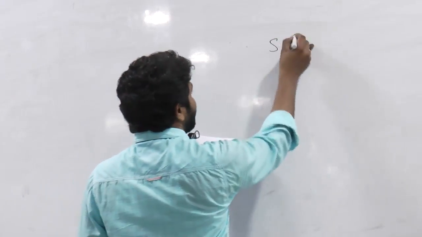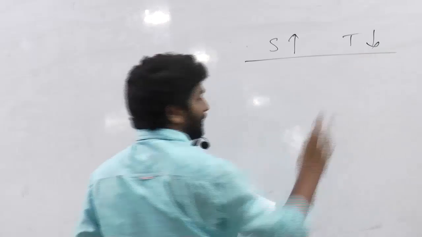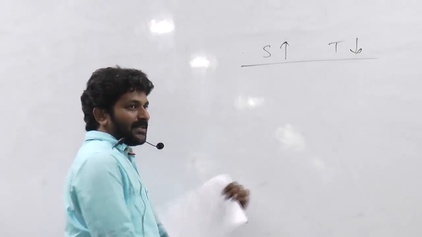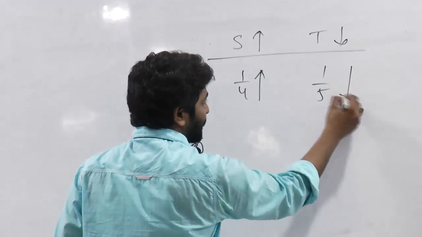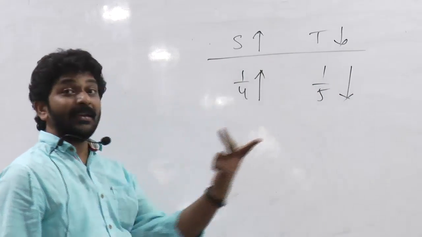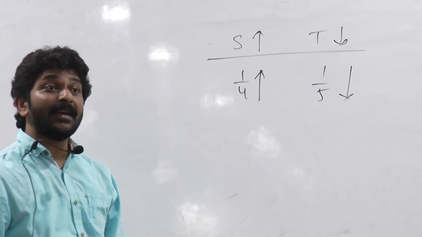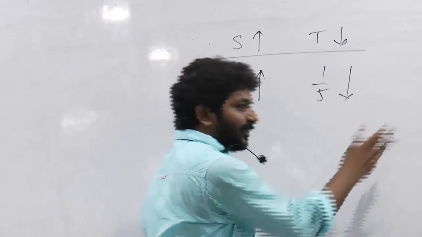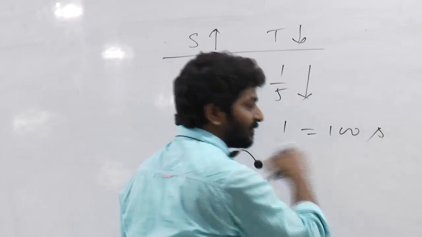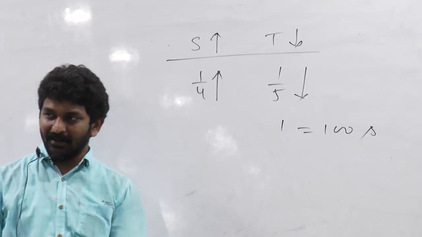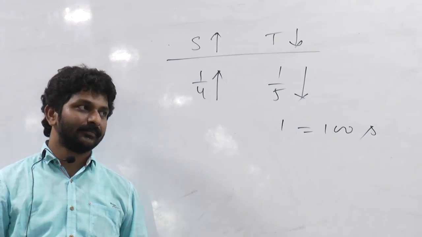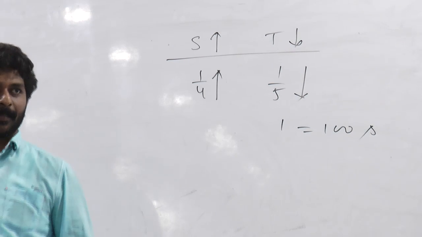Speed increased by what percent? 25%. If speed increases, time decreases. Speed increases by 25%, which is 1/4. For an increase of 1/4, there will be a decrease of 1/5. Time decreases by 1/5, which is 20 seconds. So 1/5 is 20 seconds, and the whole is 100 seconds. So the original time taken is 100 seconds. You will get your answer from 1 alone.